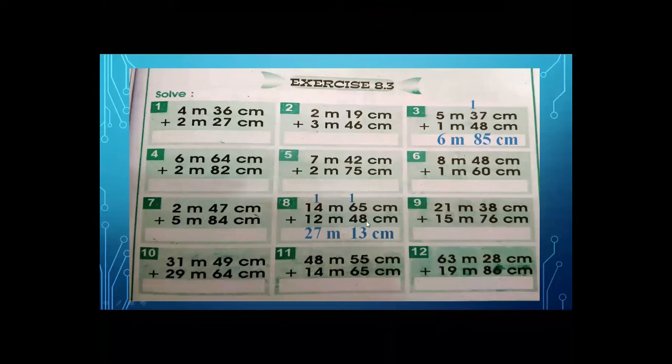Here you see 8 plus 5, 13. 3 here and 1 shifts to 6. 6 plus 1, 7. 7 plus 4, 11. 1 here and another 1 shifts to the place of meter. 4 plus 1, 5. 5 plus 2, 7. 7 here and 1 plus 1, 2. Your answer is 27 meter and 13 centimeter. This is simple addition, nothing complicated in it. Okay. If you have any misunderstanding or confusion regarding this exercise, you will ask me at the end of the teaching.